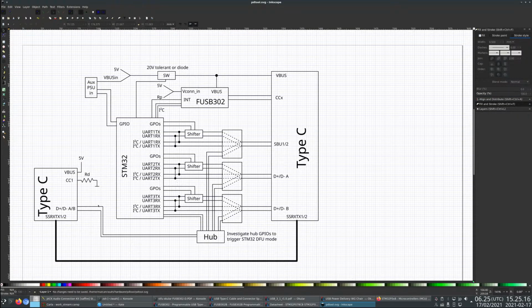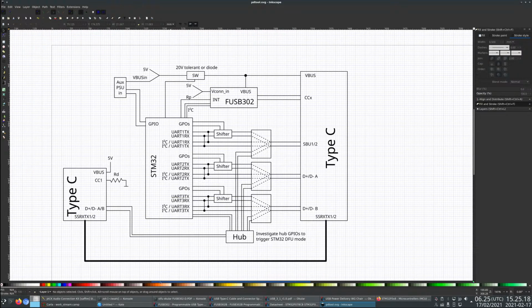Why not KiCad? Because this is not a schematic yet. This is a block diagram. Once we decide what all these parts are going to be, it's going to be KiCad. But this is just an overview of what's going into this design. It's not an actual electrical schematic. That's why there's no grounds and no capacitors and no nothing.